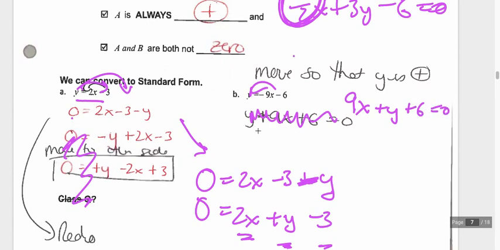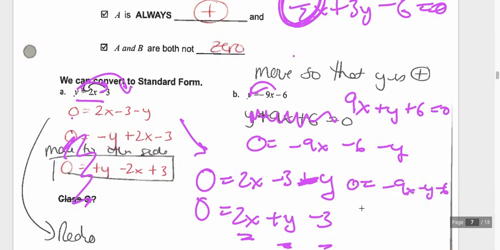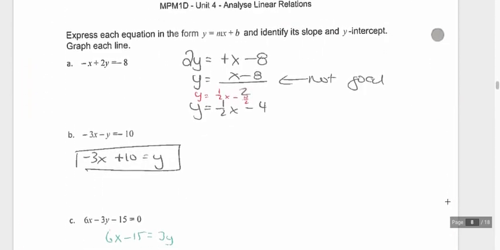If you brought this over to the wrong side, let's say I brought everything over here and I ended up with this, minus 9x minus 6 minus y. Well, first of all, put the x first, then the y, and then the constant, and then again that's equal to 0. Multiply everything by -1 and change all the signs here. Okay, so that's how you do that.